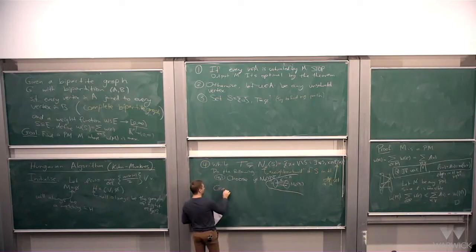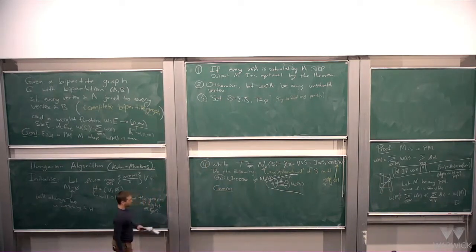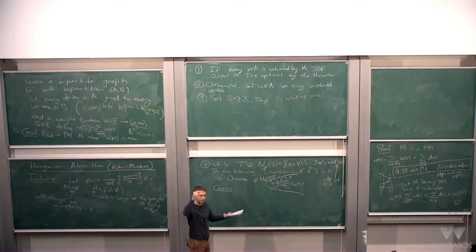Okay, so certainly if Y is saturated, then we haven't found an augmenting path, right? Because the endpoints of an augmenting path have to be unsaturated.